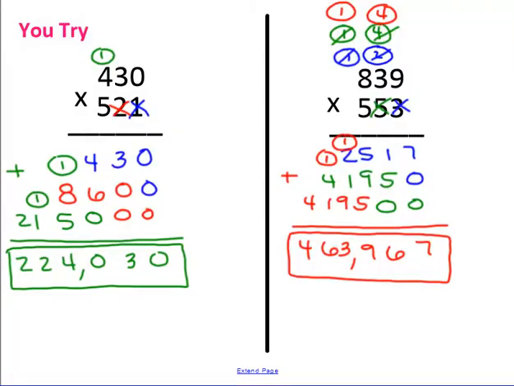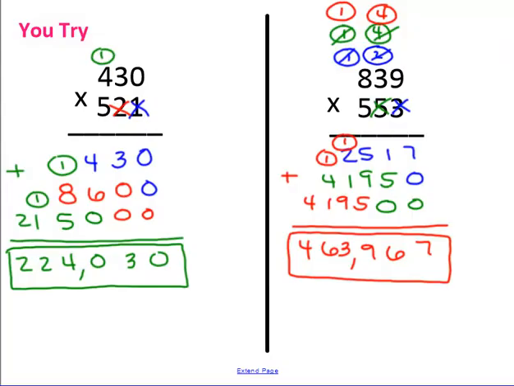All right, go ahead and pause the video if you're not done so that you can keep working, and if you are done, let's go ahead and go over it. So for the first one, 430 times 521. For the first row, you should have gotten 430, and that's when you multiplied the 1.